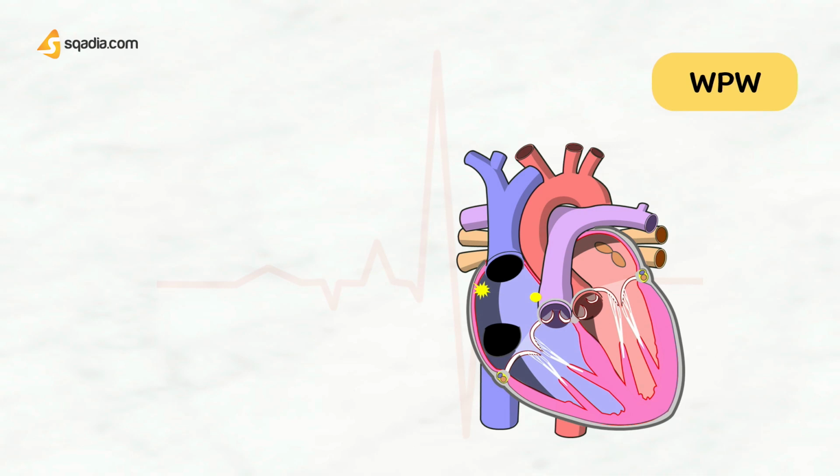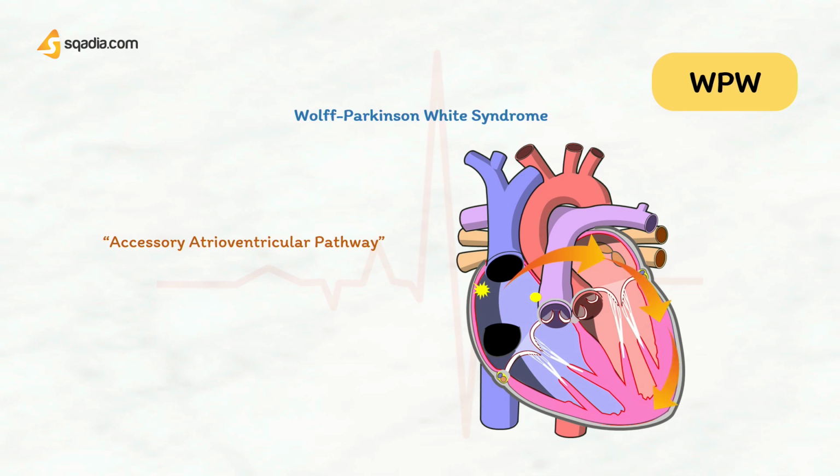The cause is the accessory atrioventricular pathway. This pathway conducts impulses from the atria to ventricles bypassing the AV node. This is sometimes referred to as the bundle of Kent. These cause a pre-excitation where the ventricles depolarize before the AV nodal impulse.